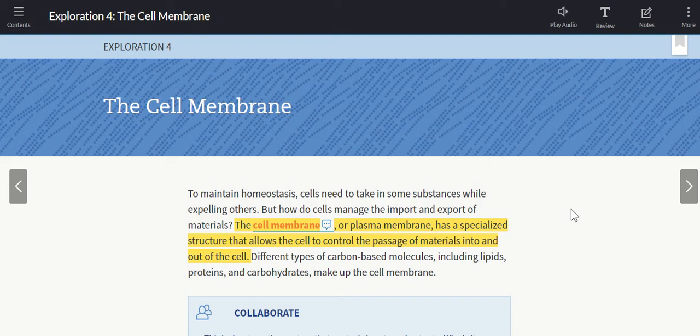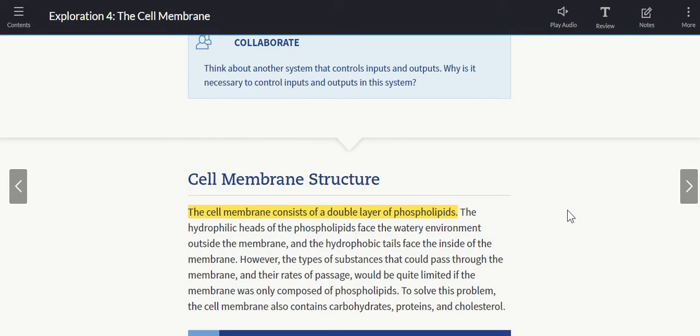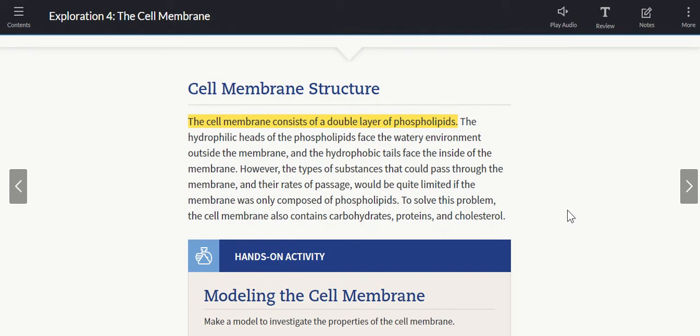All right, so just to recap, the cell membrane, also called the plasma membrane, is a structure around the outside of a cell that controls what materials can enter and exit the cell. All cells have a cell membrane, whether you're a plant cell or an animal cell. And for what it's worth, they're both very similar in terms of how they're structured. So let's talk about what they look like.